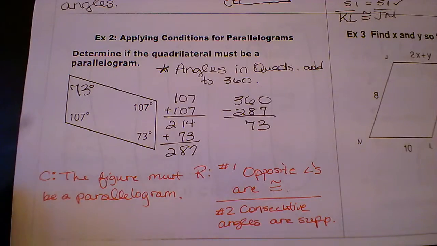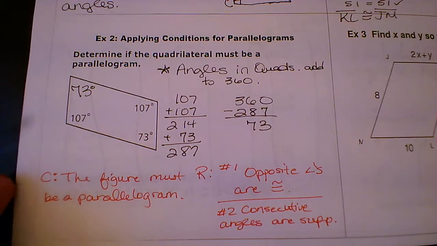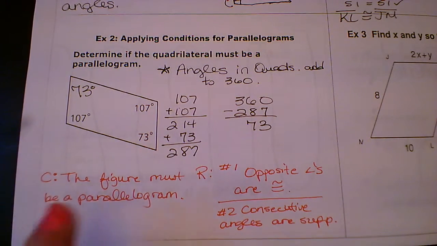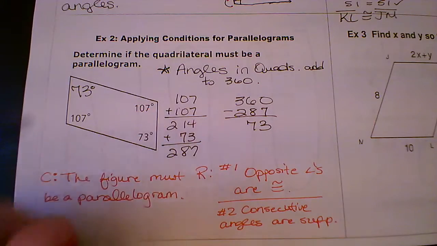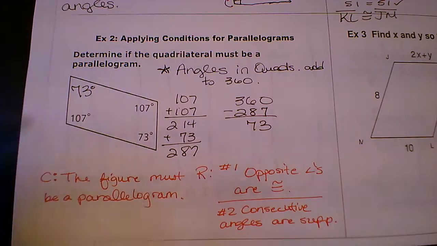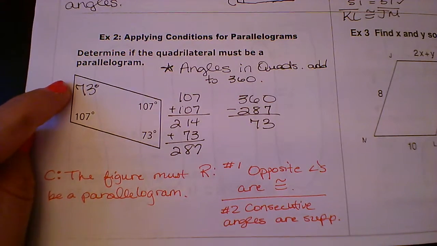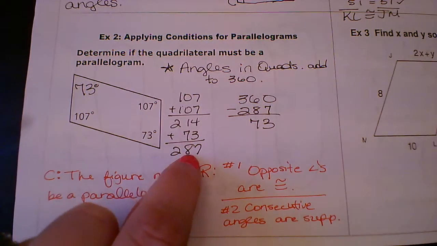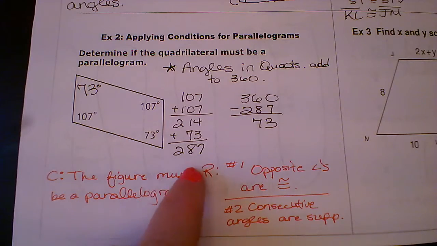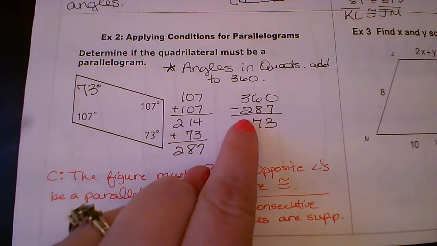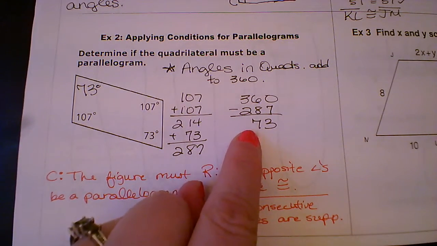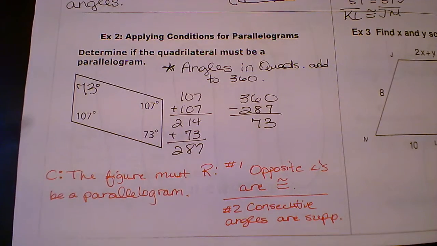The next example is asking us to determine if it has to be a parallelogram. Notice it gives us angles here. We know angles in a quadrilateral have to add to 360. We were missing this angle initially, so we had to solve for it by adding up our three givens. That equaled 287, and then subtracting that total from 360 gave us that missing angle of 73 degrees.